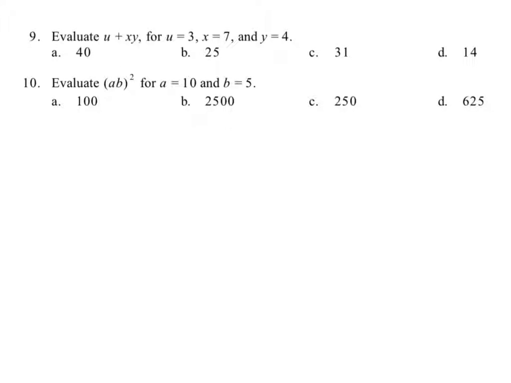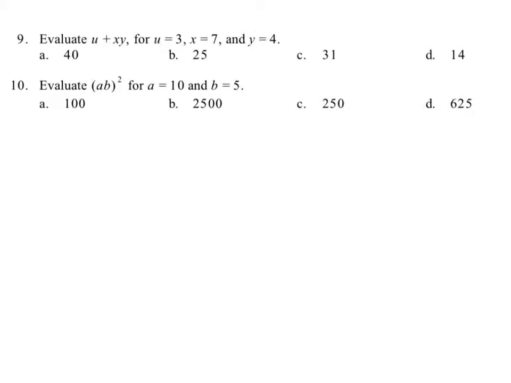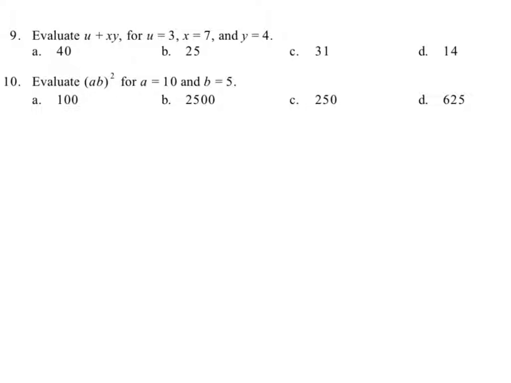So we're going to evaluate these algebraic expressions. The first one I'm going to do over here is number 9. Sorry, I have to switch to the pen first. It is u plus x times y. And we're going to evaluate it for certain values of the variable. Specifically, they're giving us the values of u is 3, x is 7, and y is 4.